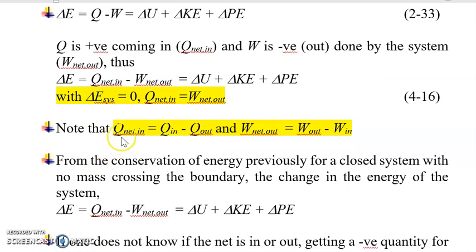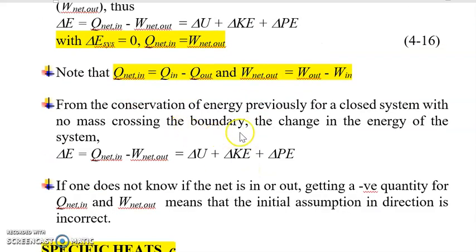Now, note that Q net in is Q in minus Q out. So we assume here the net summation of heat is net in and summation of work is out. Now, from the conservation of energy previously for a closed system with no mass crossing the boundary, this is the equation that you will see often in our energy analysis of closed systems.